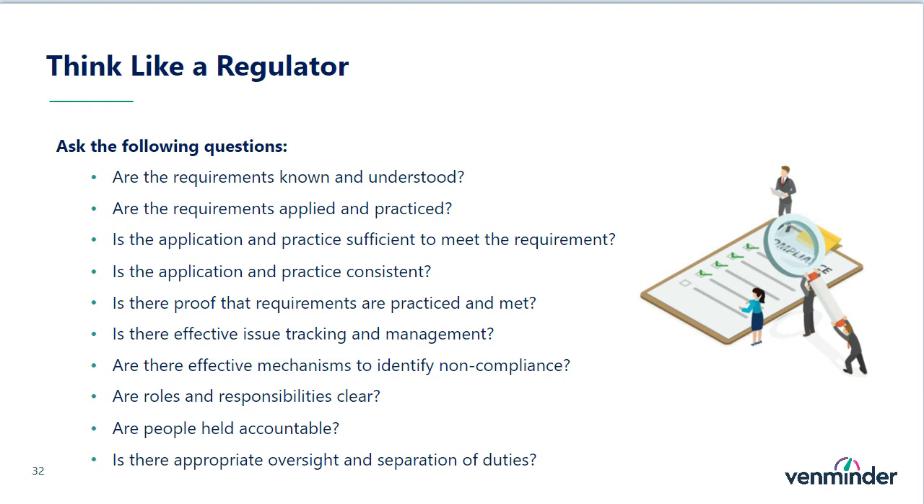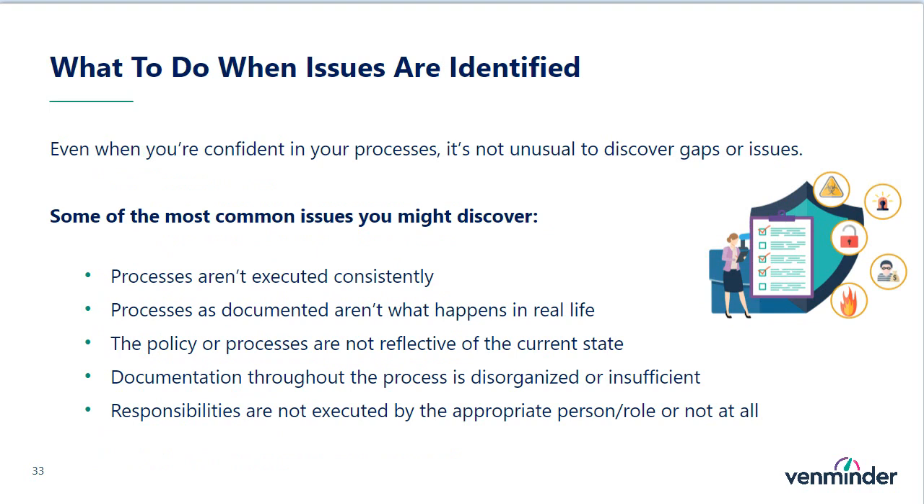As you go through this, keep in mind it's completely normal to find gaps or inconsistencies even when you think your process is running perfectly well. And once you do identify an issue, most likely it's because of inconsistent execution or your documentation is disorganized or maybe there's not enough documentation at all. But another really big issue is that the policy is out of touch with what the real process is. And this can be a really huge problem when policies are written to be aspirational and not really reflecting the current state. So keep that in mind as you move through your review.